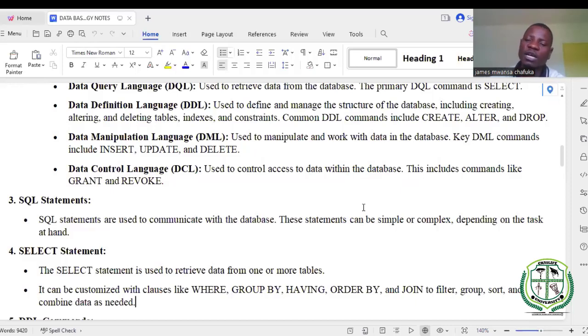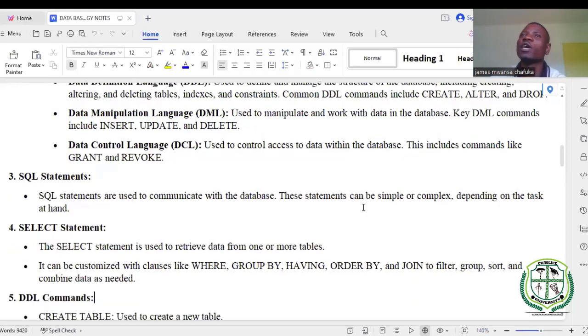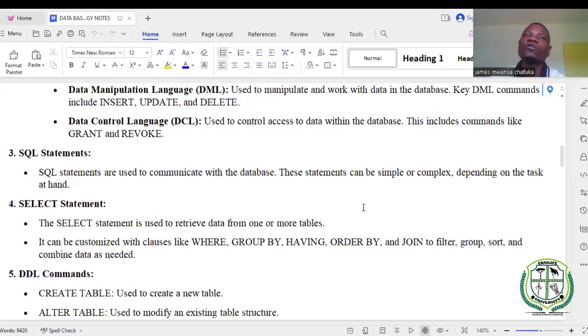Now let us look at some SQL statements. Like we have said, these SQL statements can be simple or complex, depending on the task at hand. We'll start by looking at the select statement.